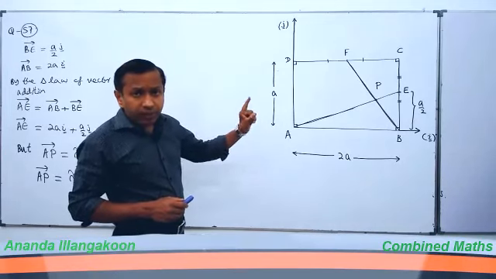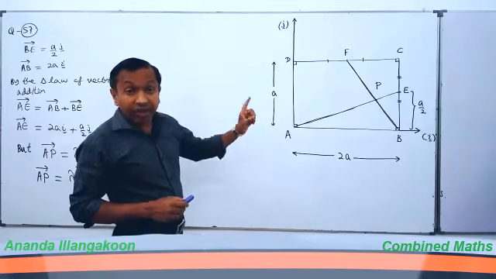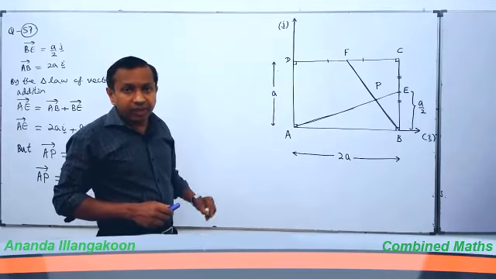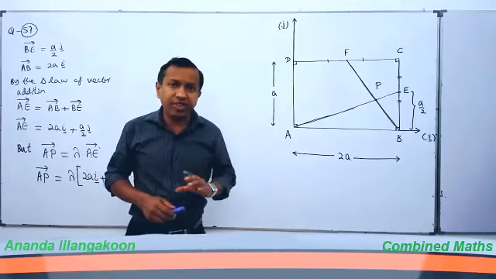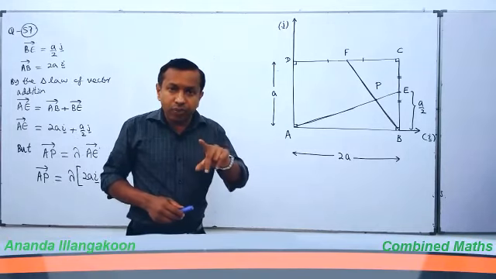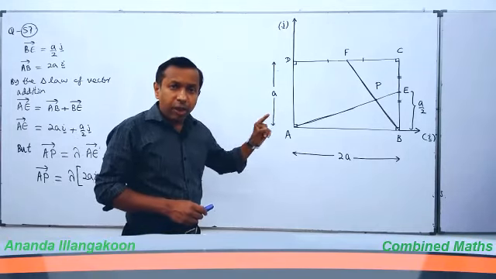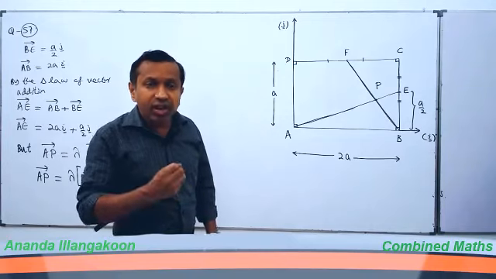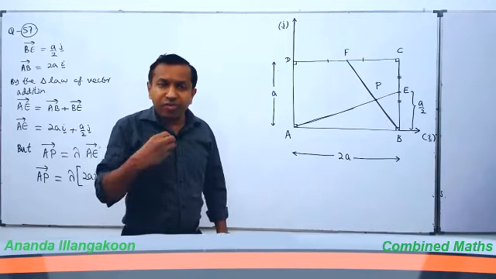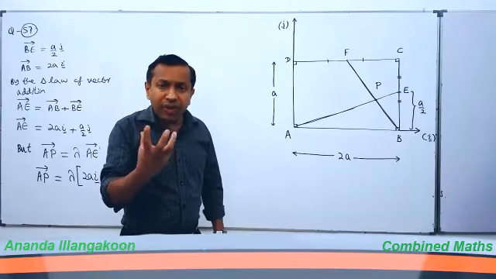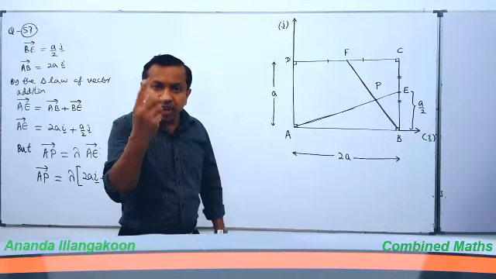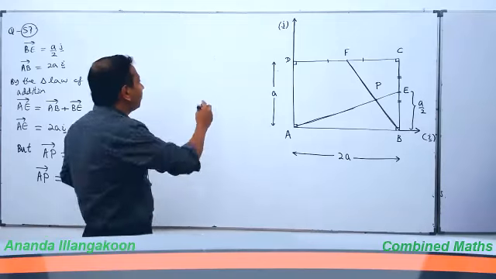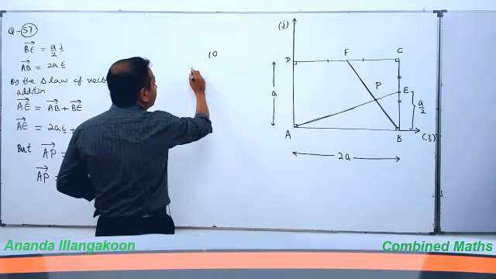Therefore, you can write this BP vector as a multiple of BF vector. That means since BP vector is shorter, to get that from BF vector it should be multiplied by a value which is less than 1. You know, when we multiply something by a value less than 1, the final answer is less than the initial value.